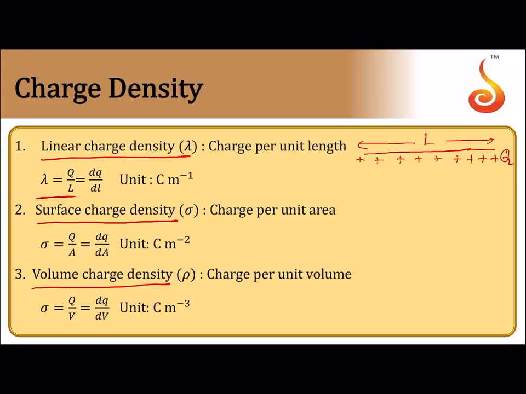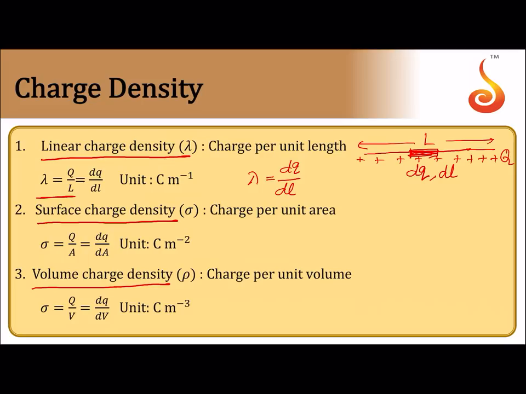Many a times we need the charge present on a small portion of the conductor. For example, if I am interested in this portion of the conductor which contains an amount of charge dq, the length of that portion being dl, then we can also define that linear charge density as charge present on that small portion divided by the length of that portion. So lambda is dq divided by dl.